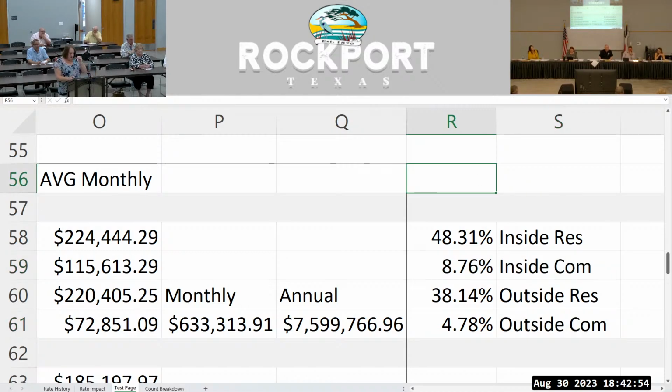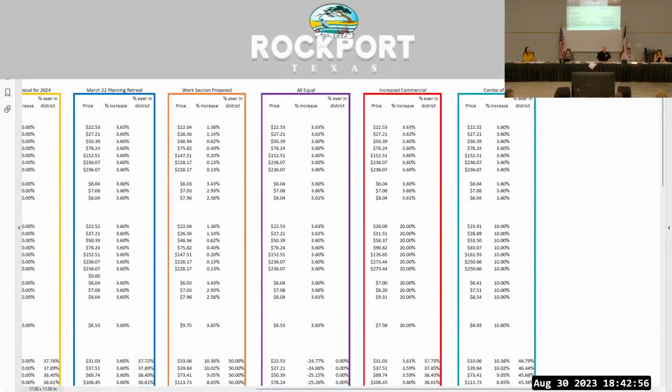So I'm again looking for direction. I am hearing two different things: that you like the red box, the increased commercial, and I'm hearing that Councilmember Rangel would like an equalization between in and out. Somebody give me something to work with.